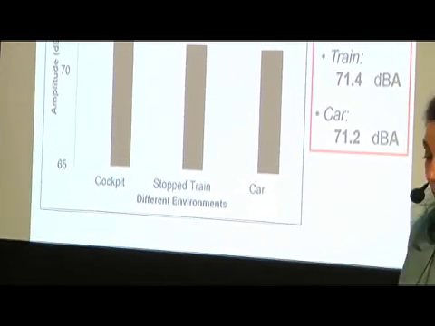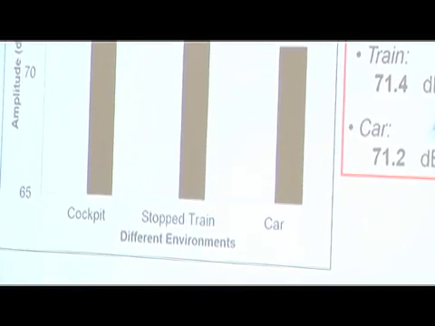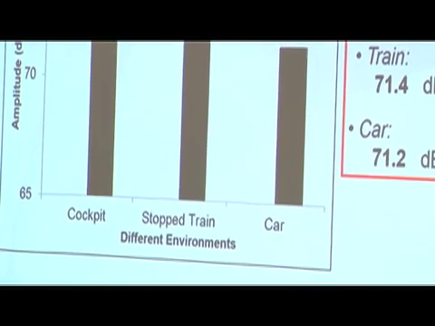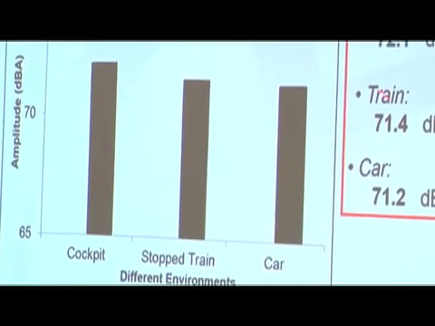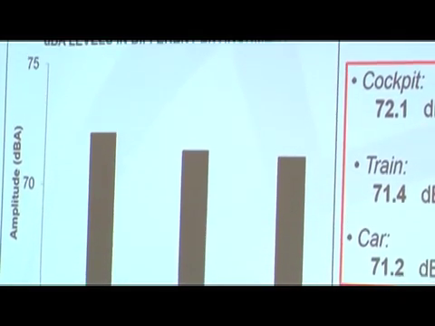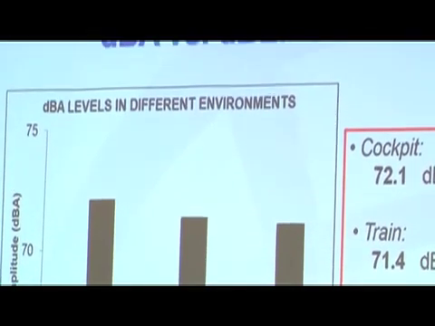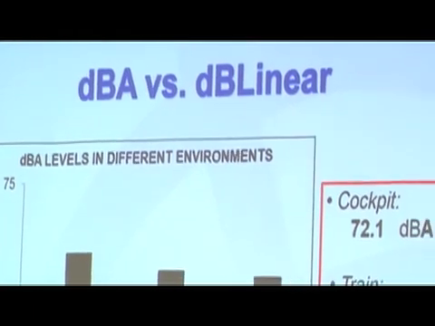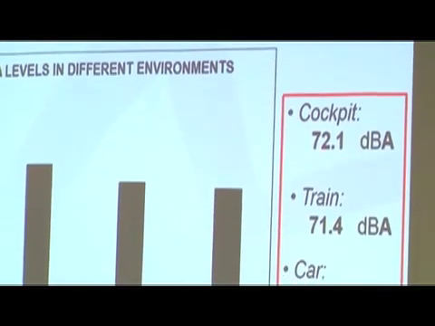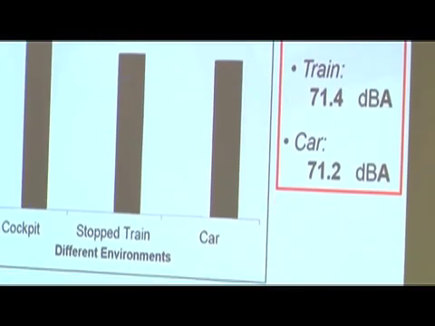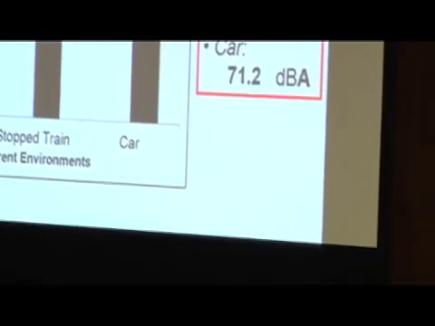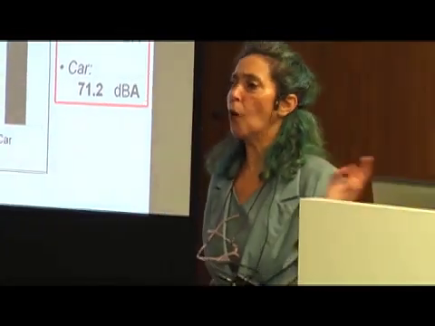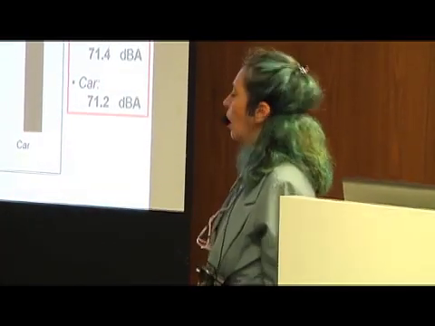So, I will now give you some examples. These are old examples. I will show you also new examples. This is, we published this in the year 2001. So we measured the cockpit of an airplane. This is a commercial airplane. We measured in a train that was stopped at the station and in a car. Notice the dBA levels are very similar. So common scientists out there will tell you, oh yes, these are acoustically equivalent environments.